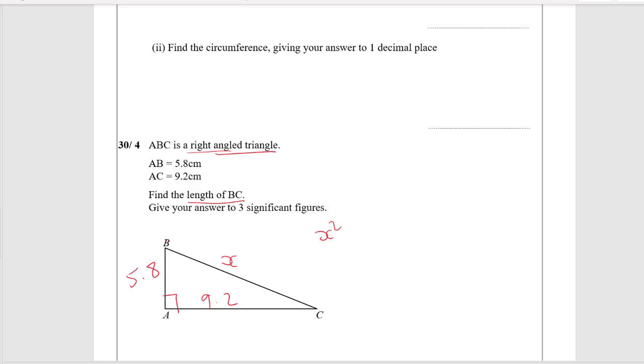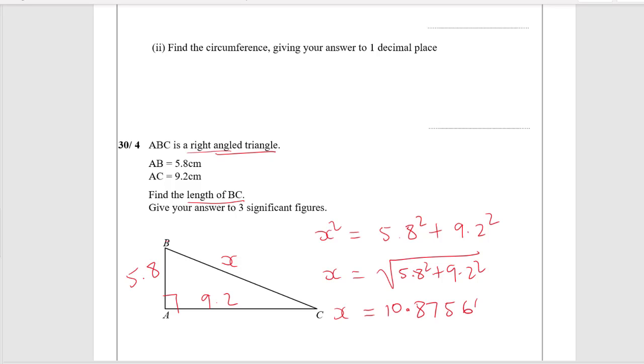So x squared or BC squared, whichever you prefer, is equal to 5.8 squared added to 9.2 squared. Then x will be the square root of 5.8 squared added to 9.2 squared. And what you can do is type this all in your calculator and it will give you the answer, which is 10.87566. Rounded to 3 significant figures.